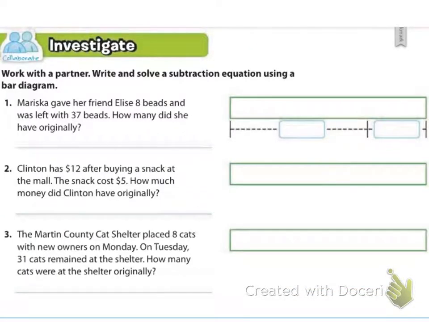Alright, so the next thing is we're going to write and solve a subtraction equation using a bar diagram. The first one says Mariska gave her friend Elise 8 beads and was left with 37 beads. How many did she have originally? And we want to fill in what the entire thing represents and what our 2 parts are that we have here. So go ahead and pause for a moment, see if you can fill that in, and we'll go over that one together.